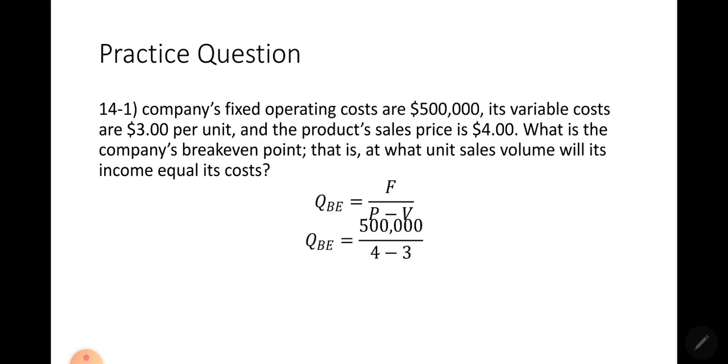The fixed operating costs will be 500,000, selling price 4 and 3. So the number of units at which the business will break even is 500,000. So at 500,000 they will neither make any loss, neither they will make any profit. They will just cover their expenses. Their EBIT will be 0 at this point.